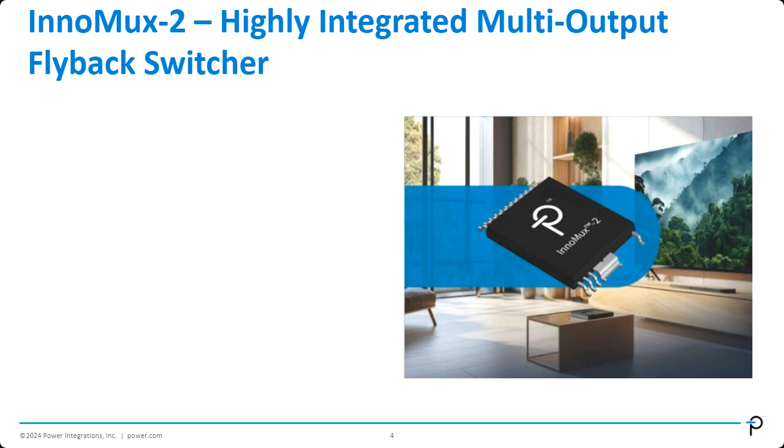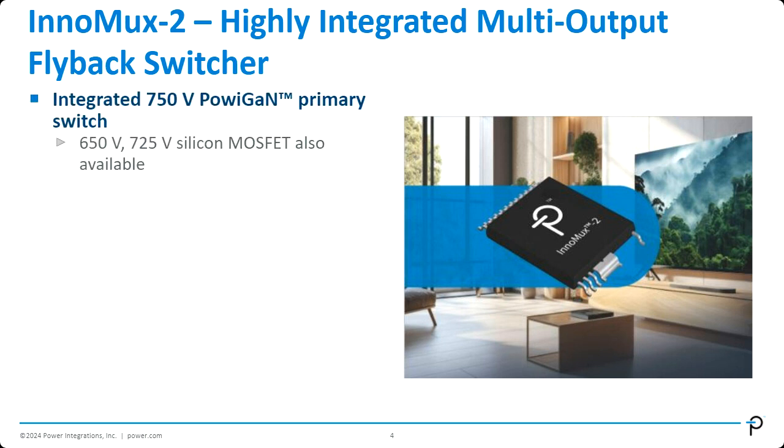A little bit more details about the IC itself. So here is the InnoMux-2 IC that has the primary side and the secondary side in one package. And on the primary side, we have an integrated 750 volt power GaN switch. It can also be a 650 volt or a 725 volt silicon MOSFET, depending on your needs. The power range is from 15 watts to roughly about 100 watts without PFC front end. This is with high line only.